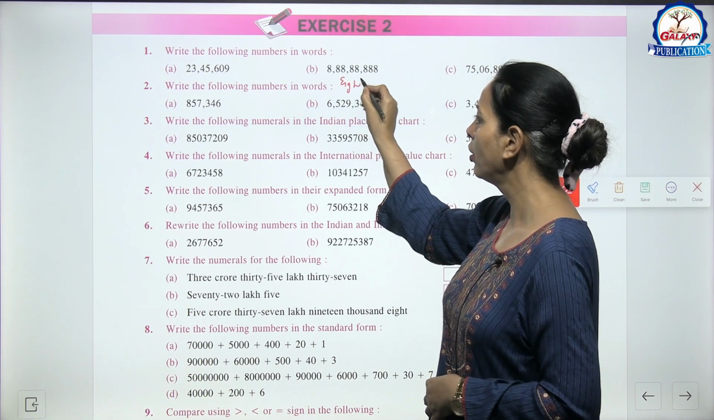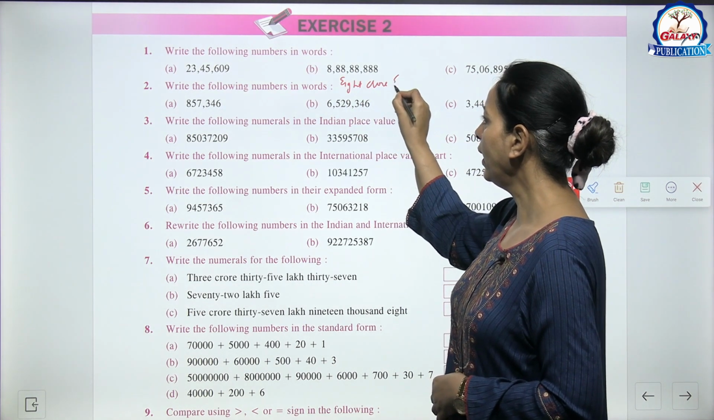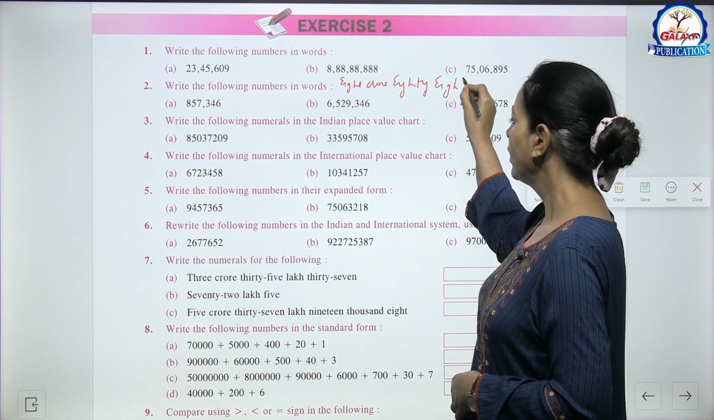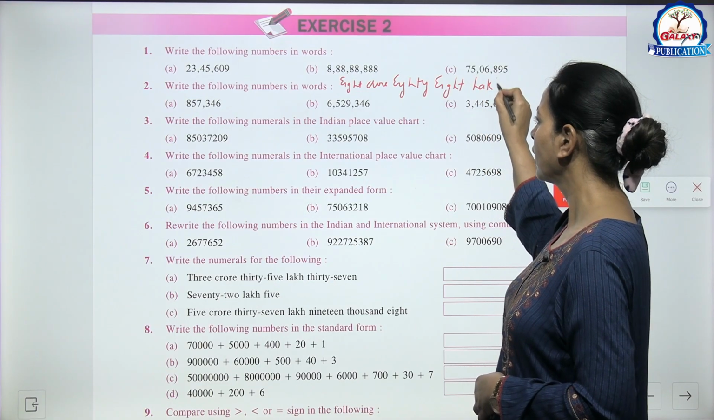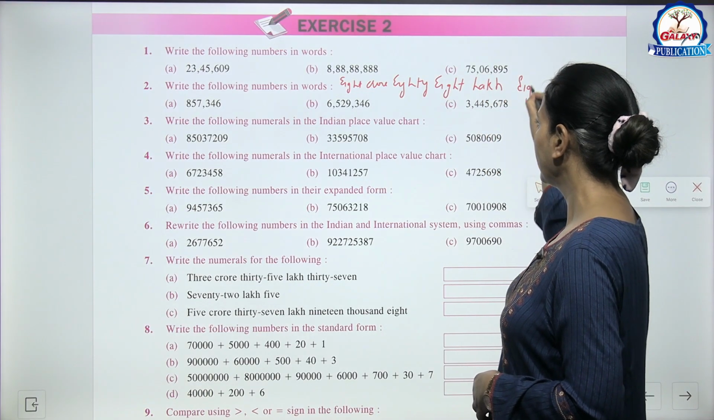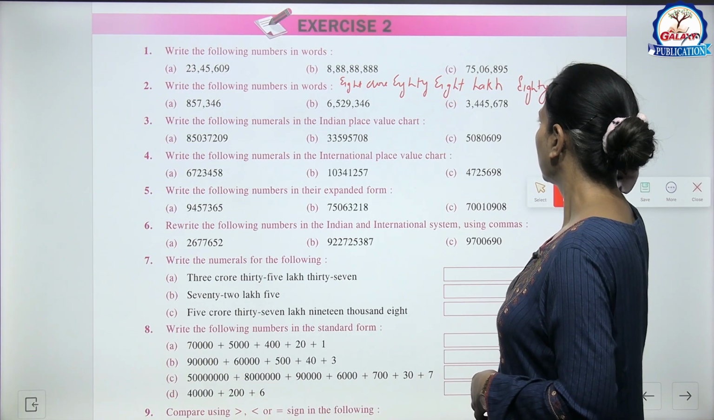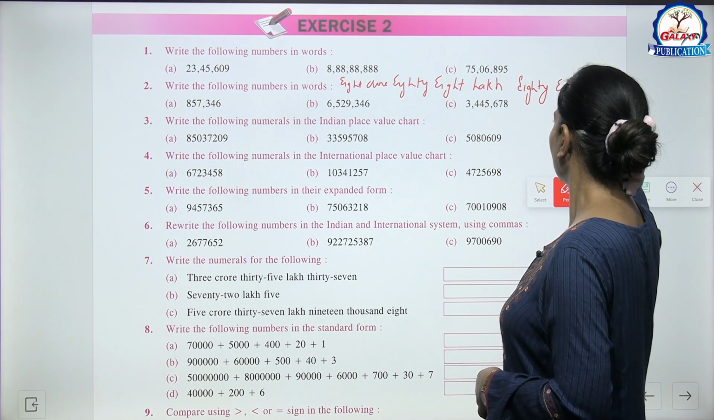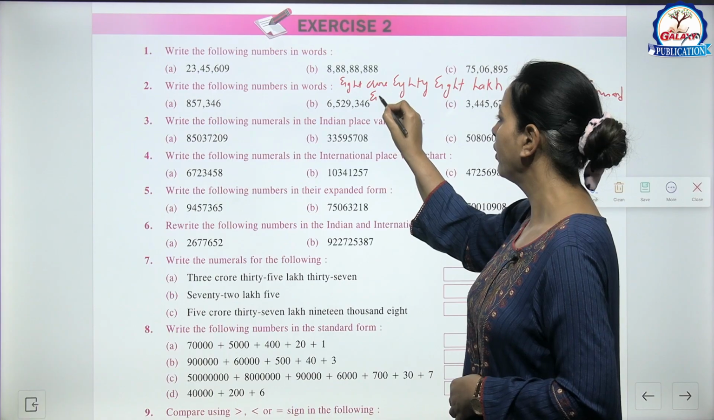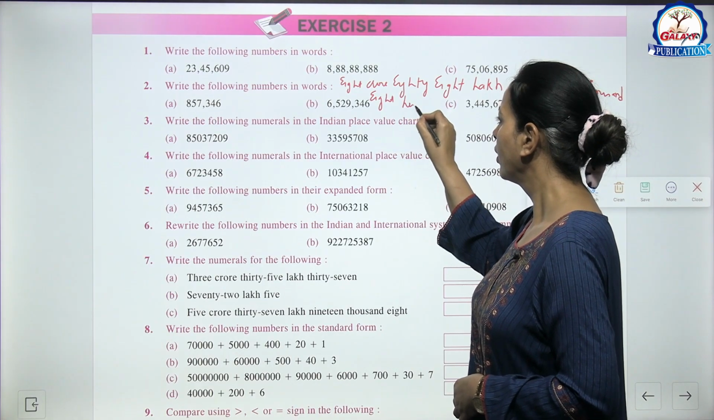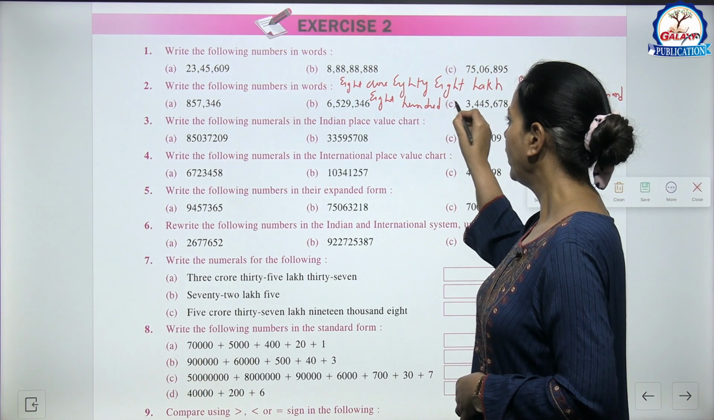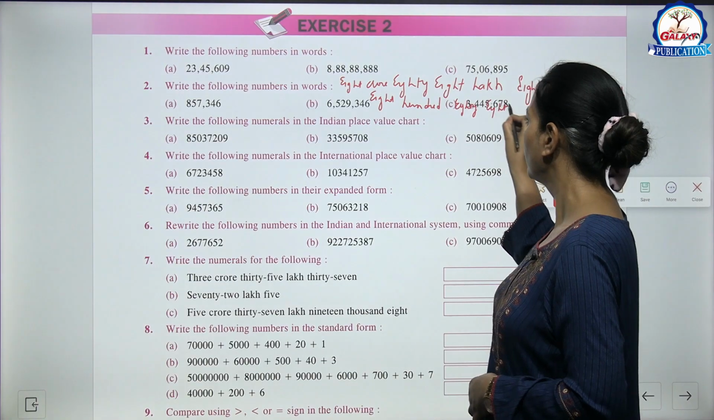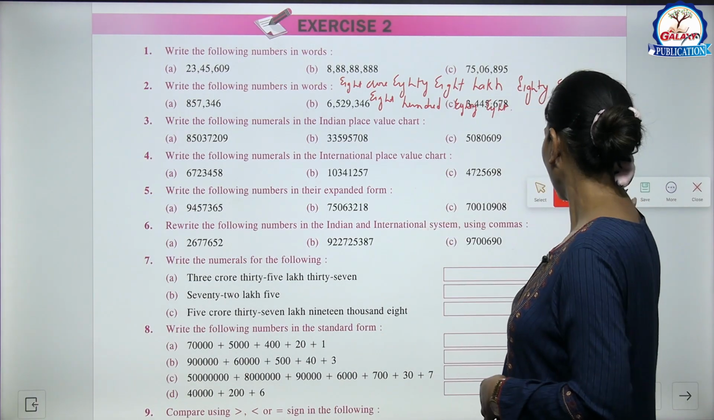8 crore, 88 lakhs, 88,000, 888, right? I hope this is clear to you. Okay. Similarly, you can try remaining parts.